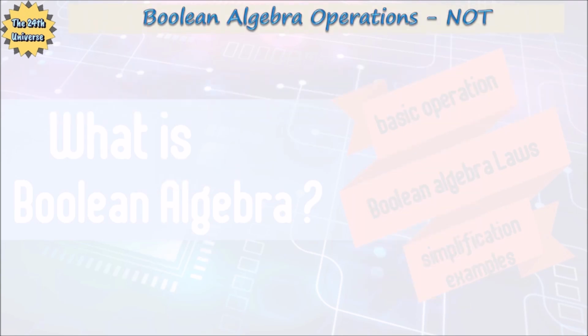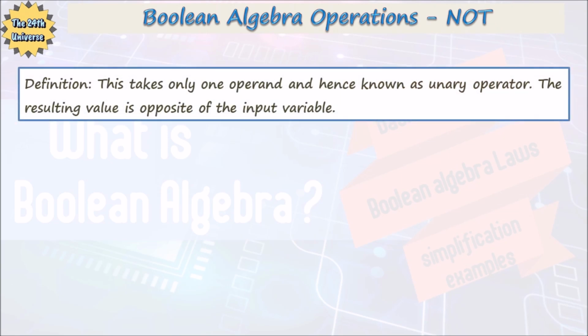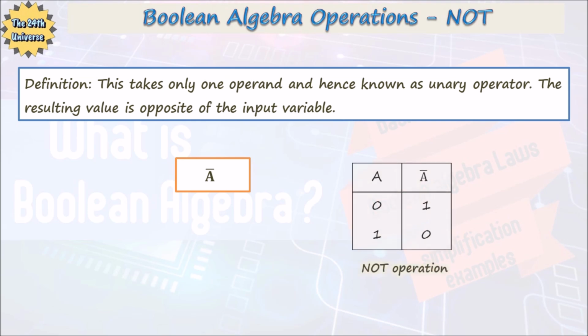NOT operation. This takes only one operand and hence is known as the unary operator. The resulting value is the opposite of the input variable, denoted as A bar. This is how we denote A not, that is, with a bar on top of the variable. In this truth table, you can see when A is 0, A bar is 1, and when A is 1, A bar is 0. And this is how we represent the NOT logic gate.